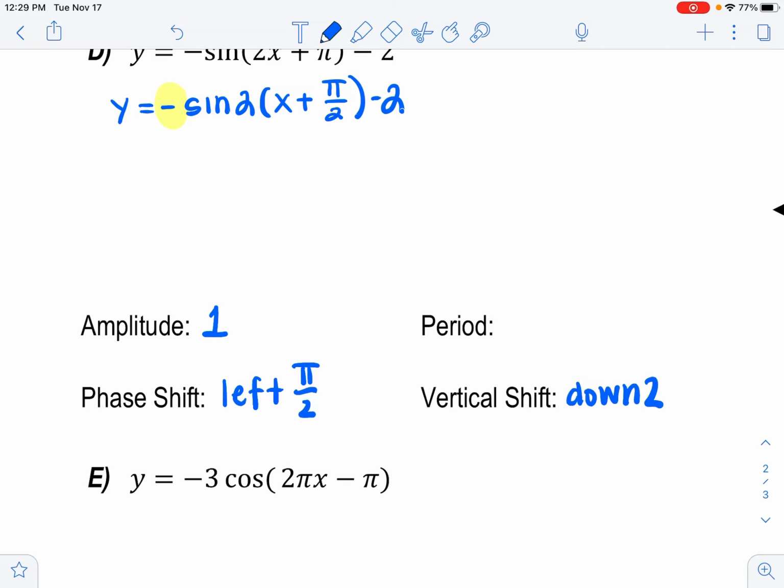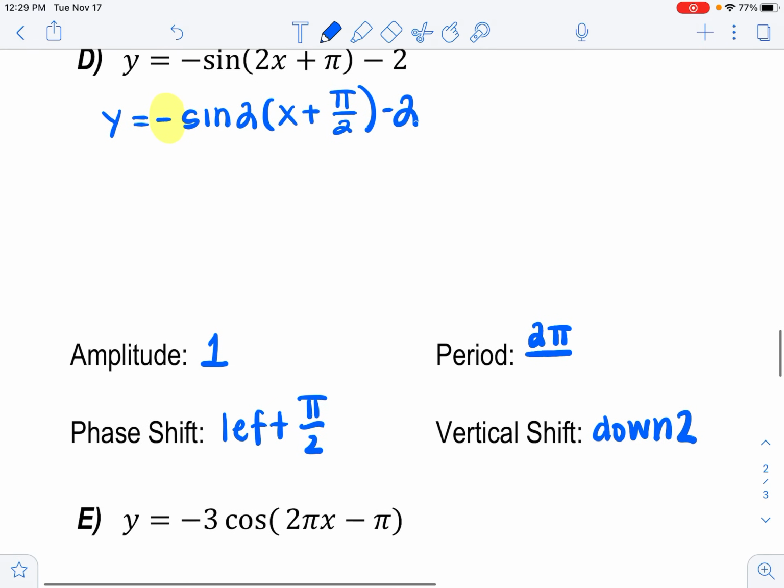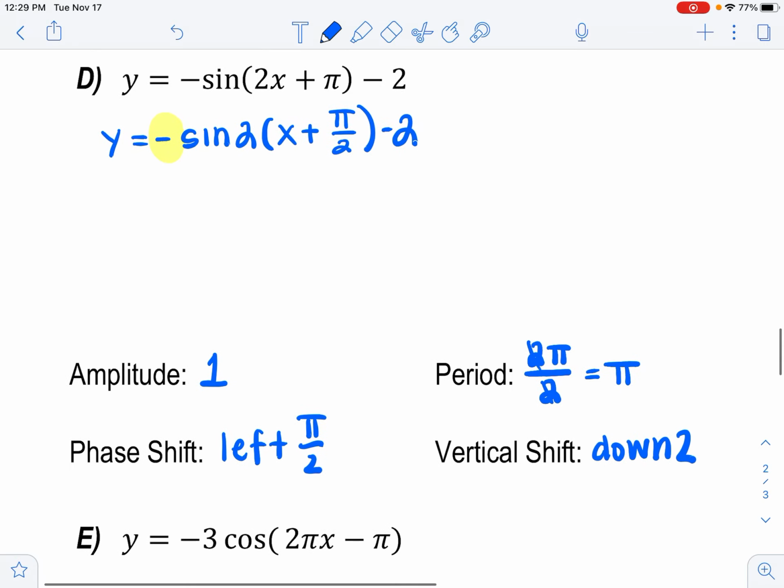My vertical shift is moved down 2. The period is 2 pi divided by b, which is 2. Those 2's cancel to 1, so my period is pi.